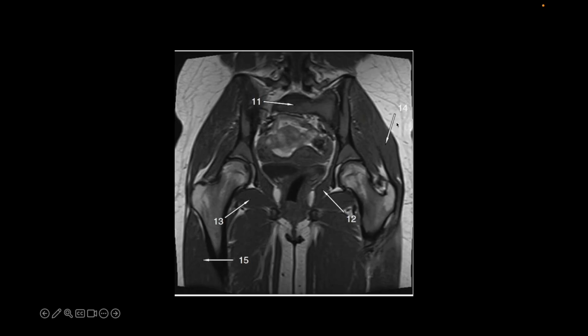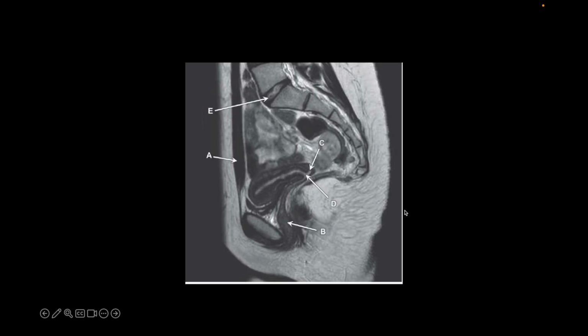14 is the gluteus medius muscle, minimus, medius, and this isn't maximus because maximus has that sort of marbled appearance to it, and so that's how you know this isn't maximus. 15 is your vastus lateralis muscle. Again, we discussed this before.